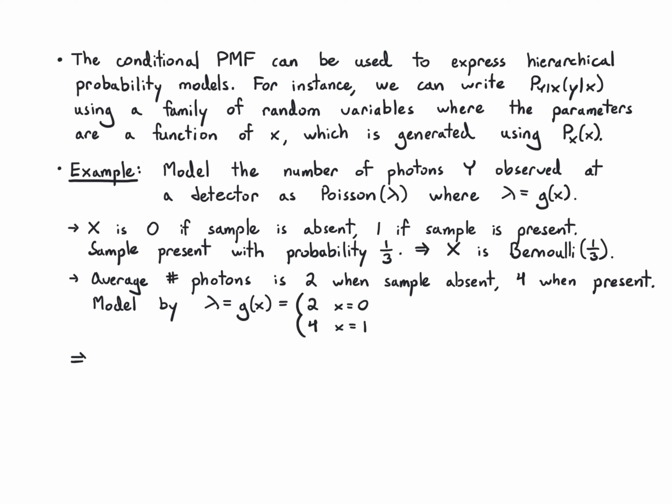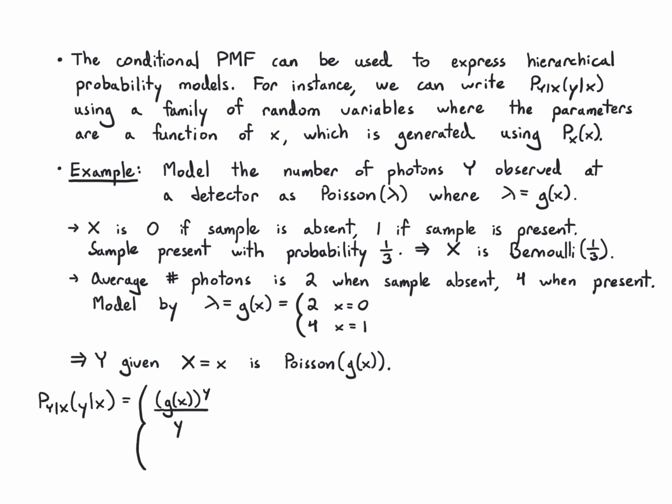Okay, so the way that we think about this is that y given x is equal to little x is Poisson g of x. So lambda now is this particular g of x, and that is okay for a conditional PMF. Let's write this out. So we're going to write the Poisson formula, but instead of lambda, I'm writing g of x everywhere. And it's okay if you don't remember this formula. You can just go and look it up and convince yourself all I've done is plugged in g of x wherever I saw lambda. And I have the range of x and y there.